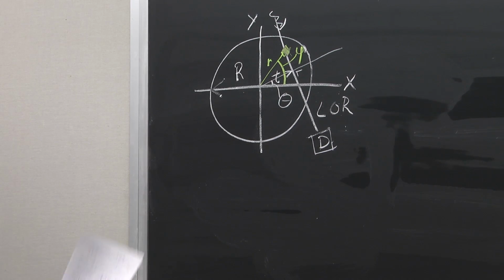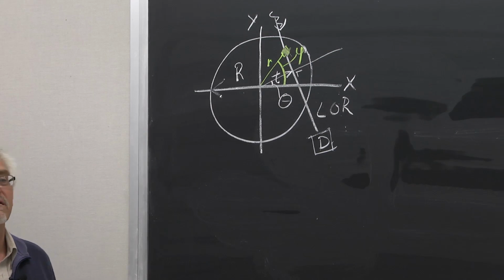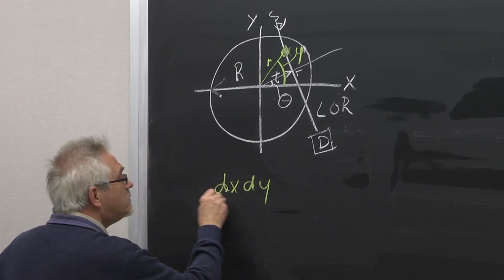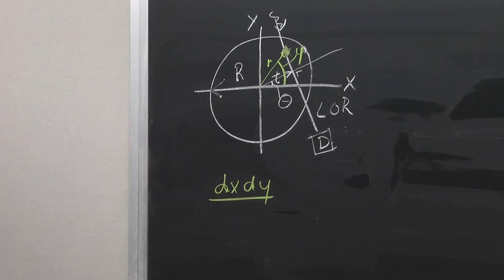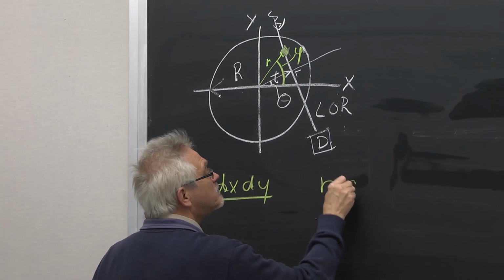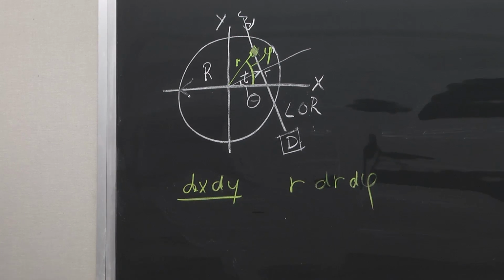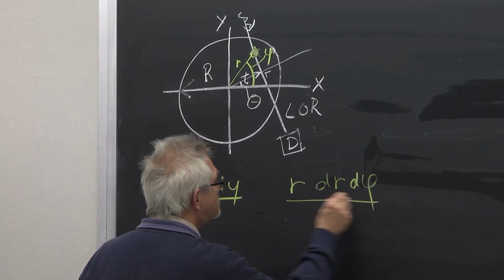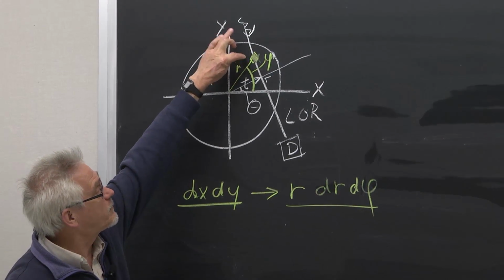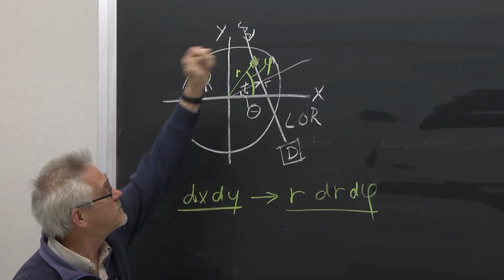And yeah, if I indicated this little area as an area, I would call it dx dy, isn't it? But in this case, since I'm using polar coordinates, I'm going to express this in polar coordinates, which means that it's going to be r dr d phi. Because this area is roughly r dr, and this piece is d phi.